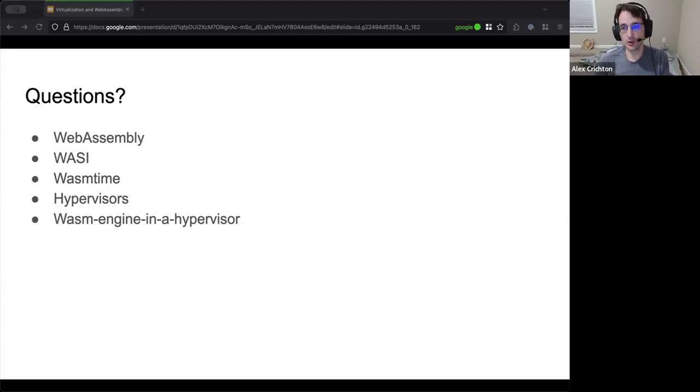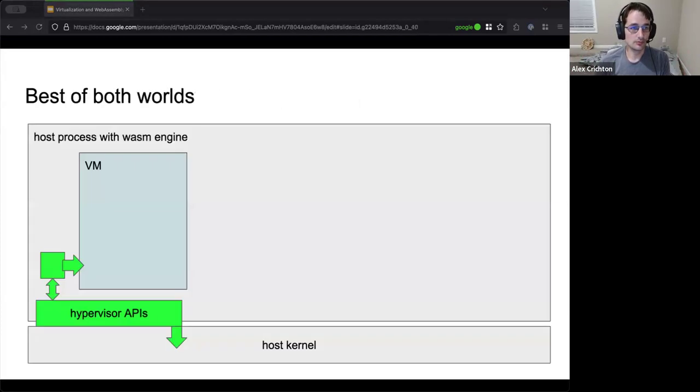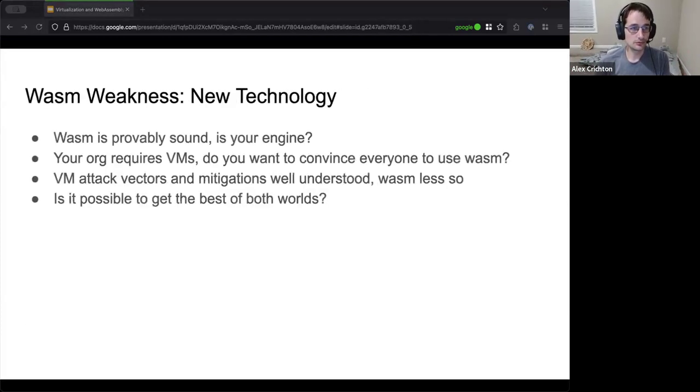And I see a question of why do we want to put WASM inside of a hypervisor if it already has isolation? And that's a good question. So the answer is it's up to you. It's kind of a technical question that needs to be evaluated on a per case basis.